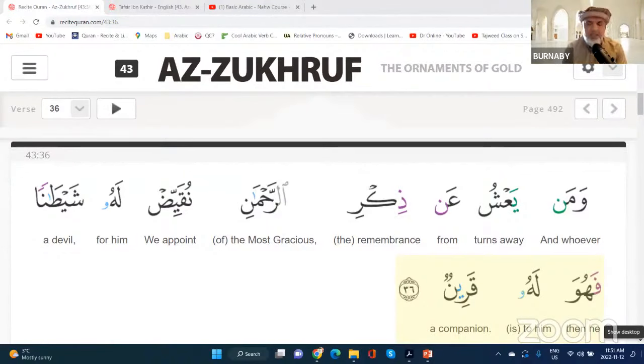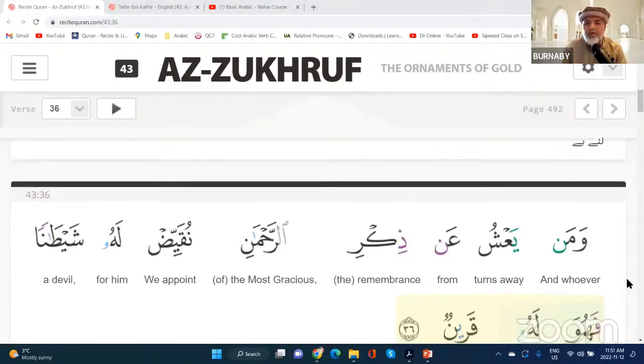So what is the meaning of this? Waman means and whoever. Ya'shu, turns away. An, from zikri rahman, the remembrance of the most gracious. Nukayyid, we appoint. Lahu, for him, shaitan, a devil. And who is that devil? Fahuwa, then he is for him a kareen, a companion. So far, so good?